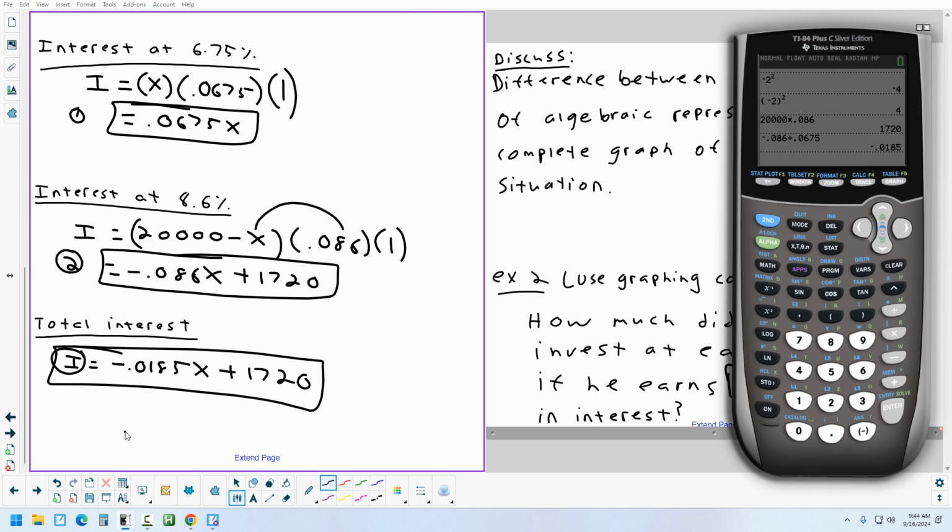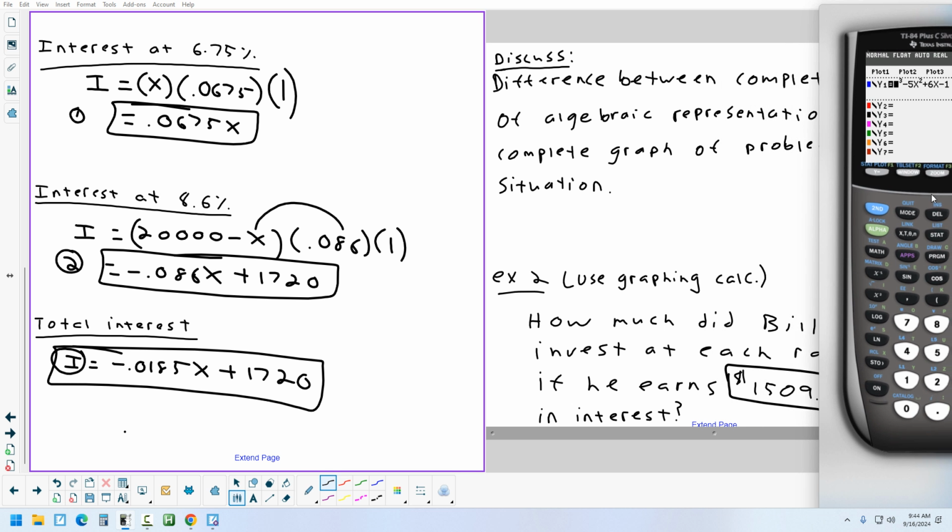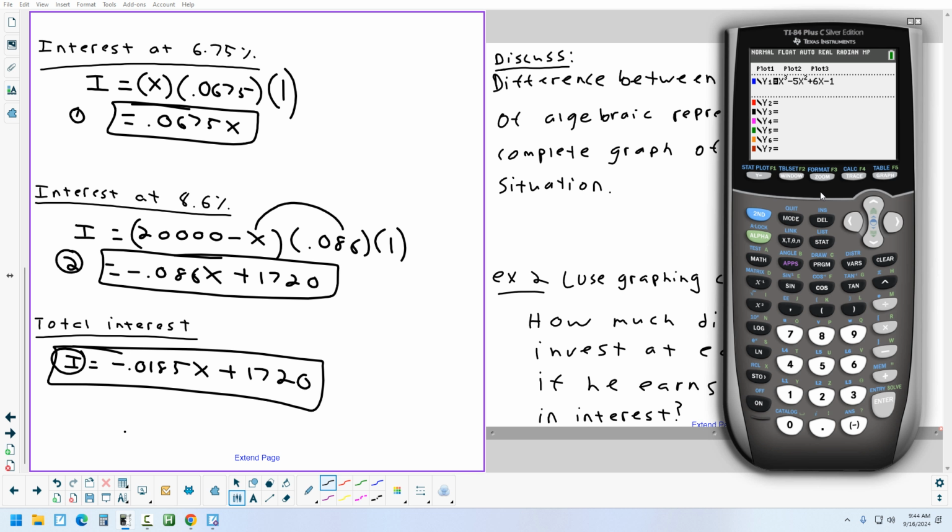Okay, so remember, to do that on the graphing calculator, you could do it a couple different ways. Let's fill in $1,509.10 for I, and that's going to be Y1. So we're going to have a line that marks the interest. Then we're going to have another line for what's on the other side of that equation: negative 0.0185x.